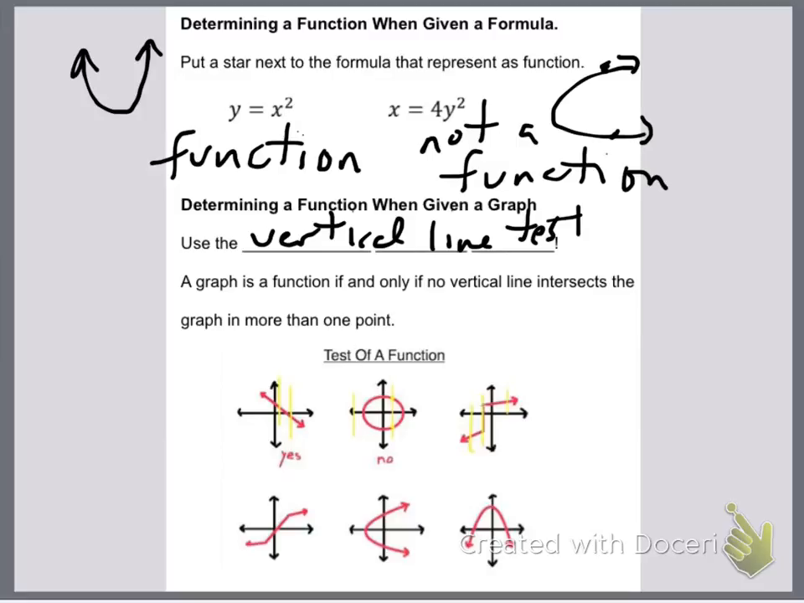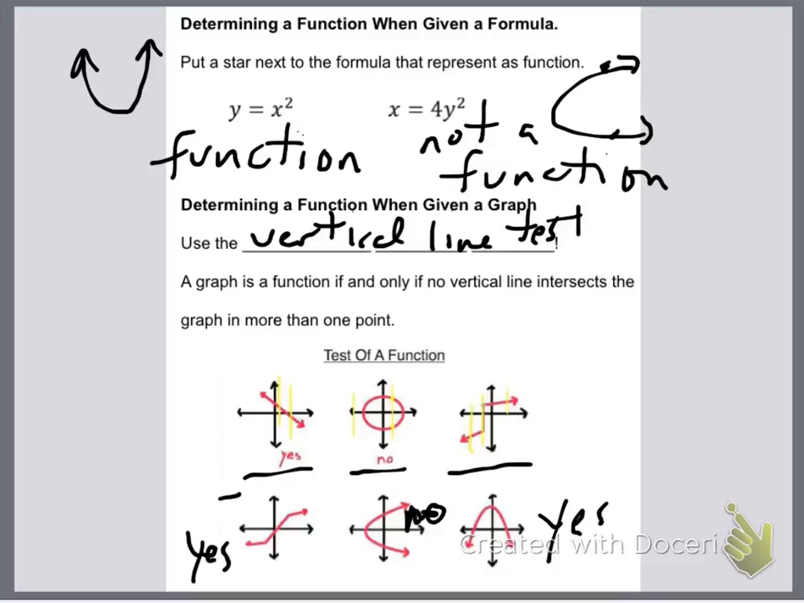A graph is a function if and only if no vertical line intersects the graph in more than one point. So as you can see, here's an example of yes, here's an example of no. Is the example at the bottom a function? Well, if I pass the vertical line all the way through, it only crosses once. So yes. The second one, well, obviously the y-axis is the telltale here. It goes through the red graph twice. No soup for you. And then the upside down parabola absolutely is.